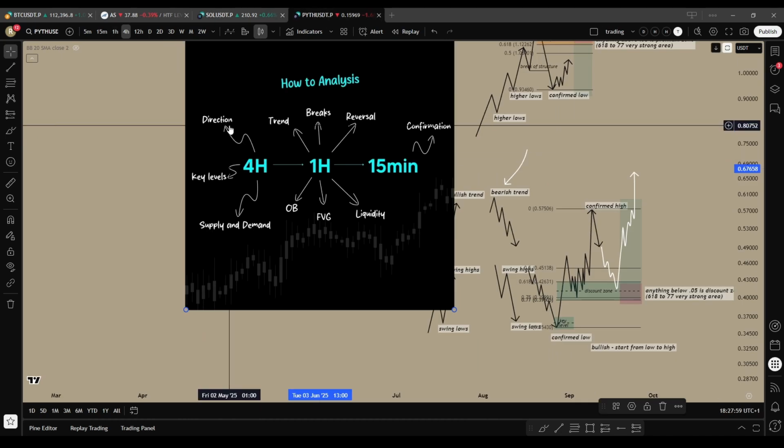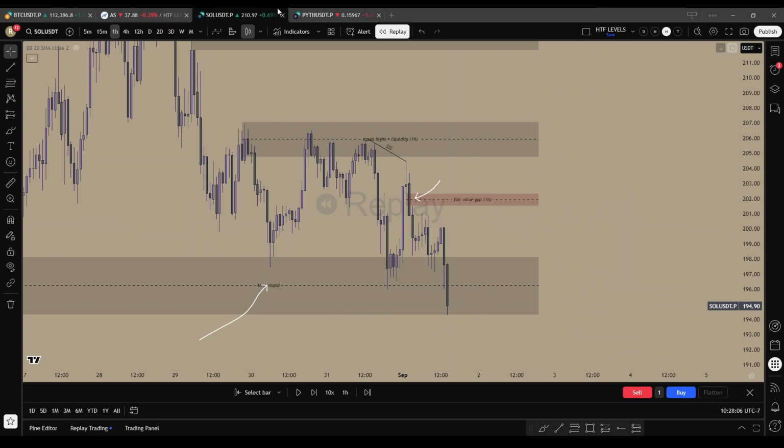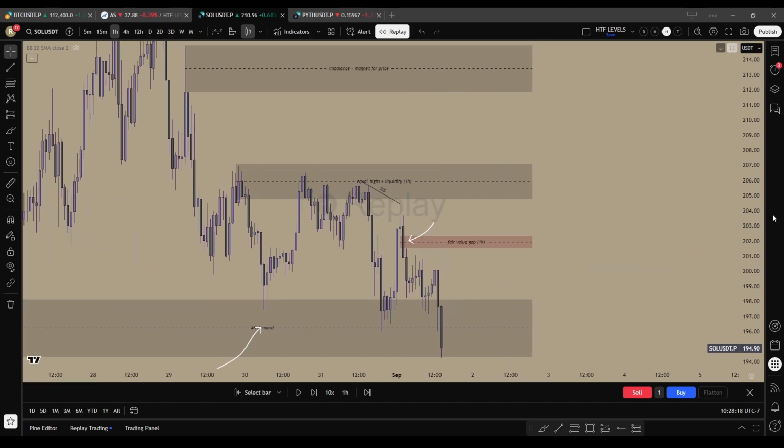I understand my direction. I know my supply and demand. I know my key levels. I have my liquidity, my fair value gaps. Now my order blocks, not yet. My trend reversal, that's where I'm going to be looking for that. So right now we're still in a downtrend, right? But we've done half the work already.